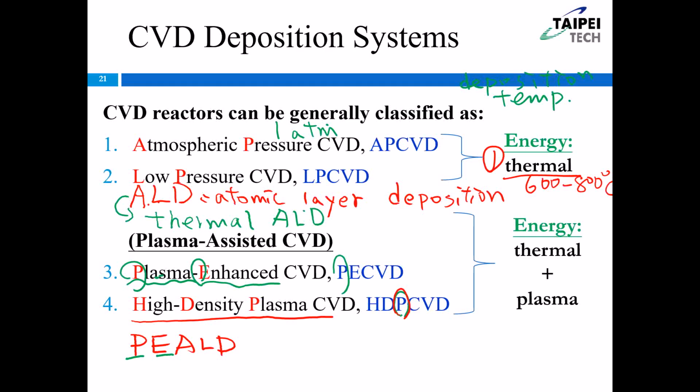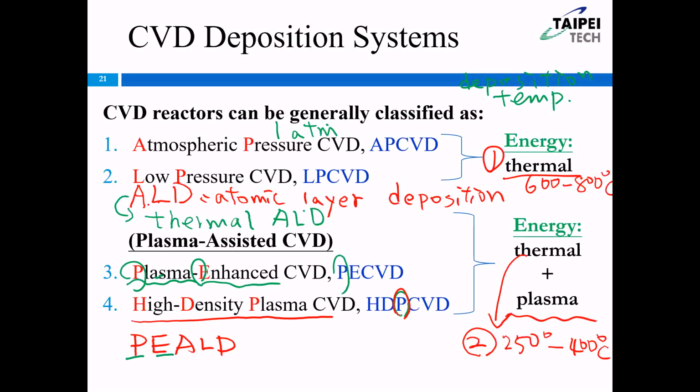However, the second kind of CVD has the plasma energy, so the deposition temperature can be lower. Usually it's around 200, in this kind of range, okay? This temperature range is just for your reference. You can say 250, you can say 200.